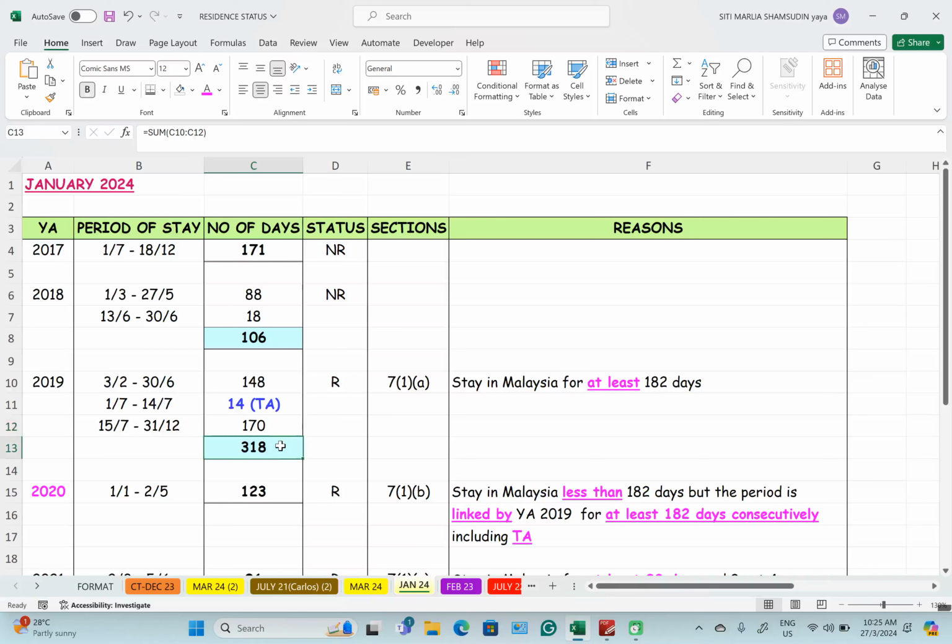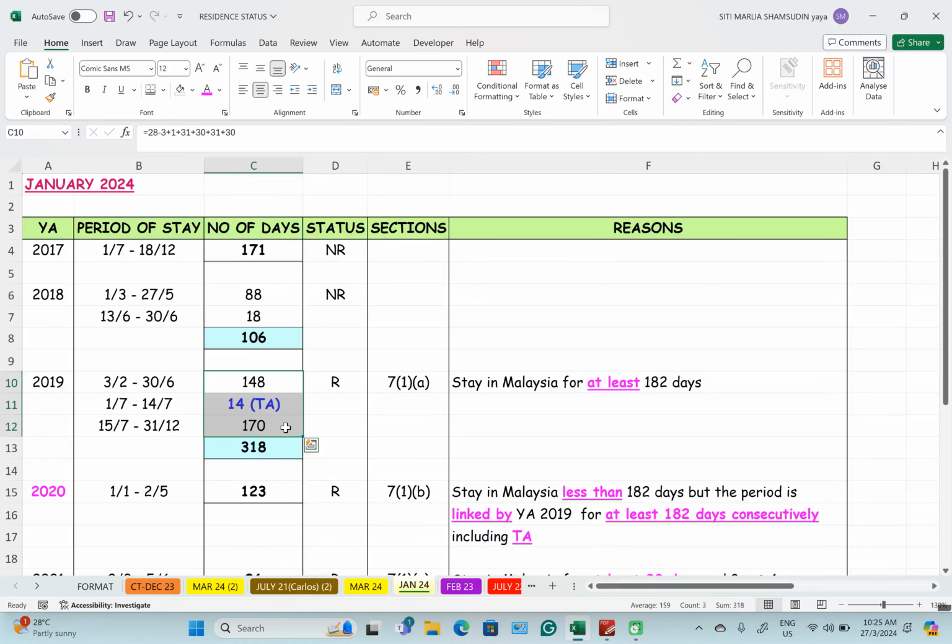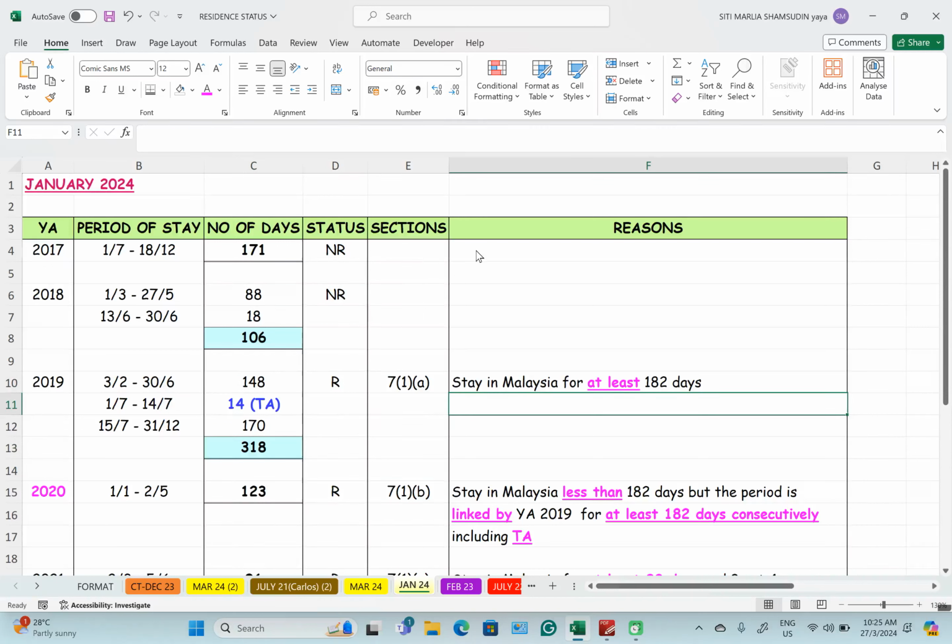Total up, guys. Everyone, remember, every time you total up, think, what are we doing right now? Are we doing B? No. We don't even try A yet, isn't it? So, what are we doing right now? Calculating number of days. So, every time you calculate number of days, guys, do not include TA. TA is used for B and B only. Alright? That's why you exclude TA. So, when we exclude TA, our number of days has become 318. So very obvious, everyone.